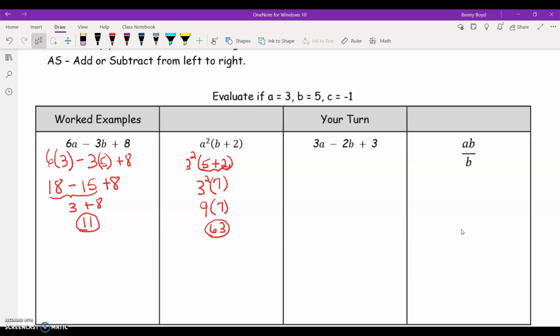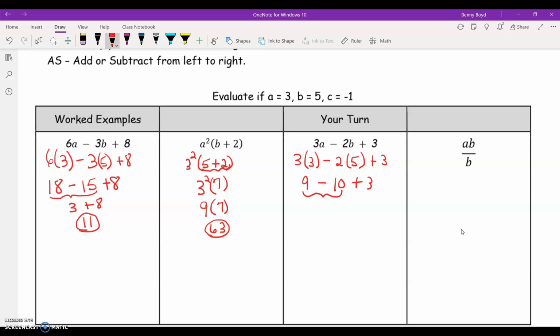Moving on to our third example, 3a minus 2b plus 3. So again, I'm going to substitute those values in. 3 times 3 minus 2 times 5 plus 3. Okay. And then of course we're going to do our multiplication first. So we'll have 9 minus 10. 2 times 5 is 10 plus 3.